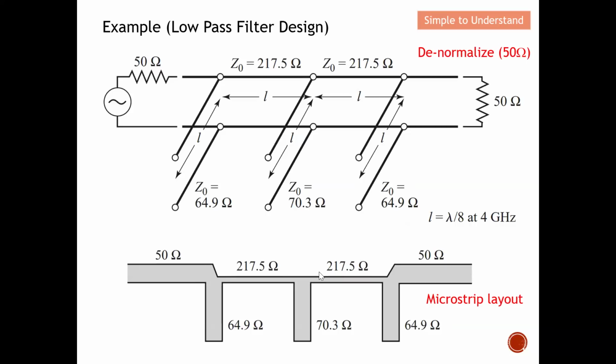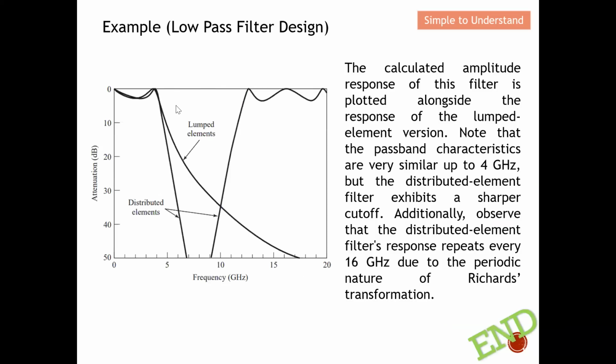So again, from here, if you run the simulation, you can see that the distributed line has a bit over here, and there's another distributed portion here. There will be another passband over here. Let me explain why we have this. Okay, so the calculated amplitude response of this filter is plotted alongside the response of the lump element version. So you can see that this is the lump element version. The distributed, which is the transmission line, is shown over here.